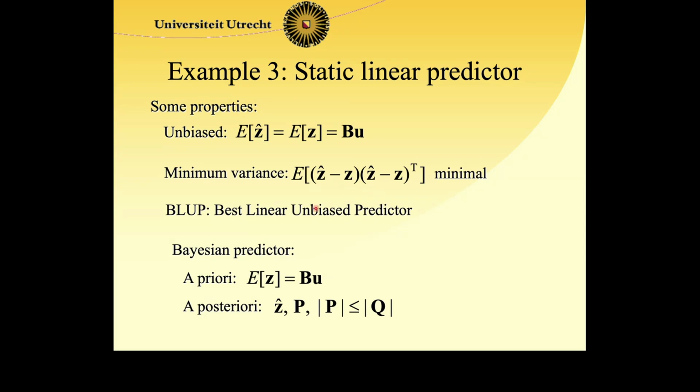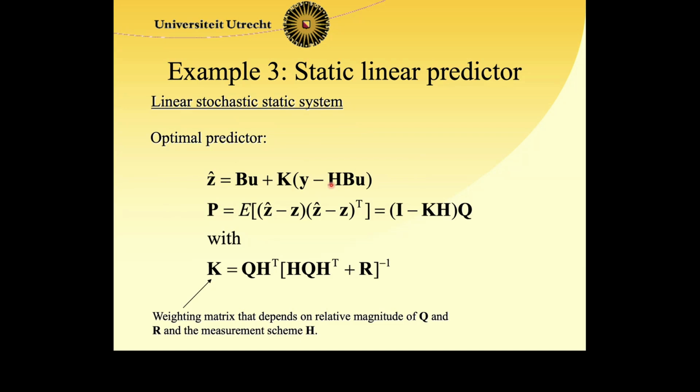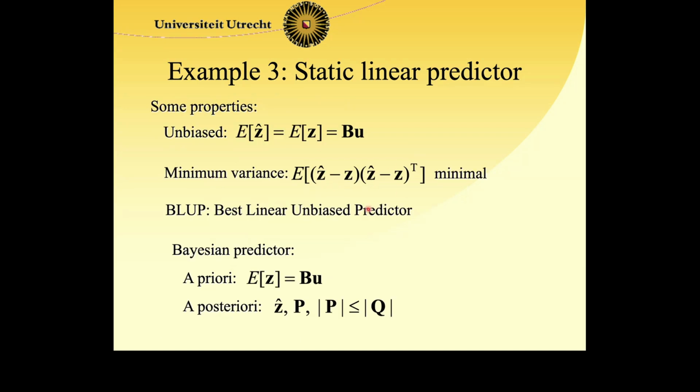That predictor is unbiased. It means that the expected value of the optimal linear predictor is equal to the expected value of Z itself, which is equal to our a priori model prediction. You can show that among all the linear predictors, this one has a minimum variance. So the trace, which is the sum of the diagonal elements of this matrix, is minimal. This is a so-called best linear unbiased predictor, therefore.